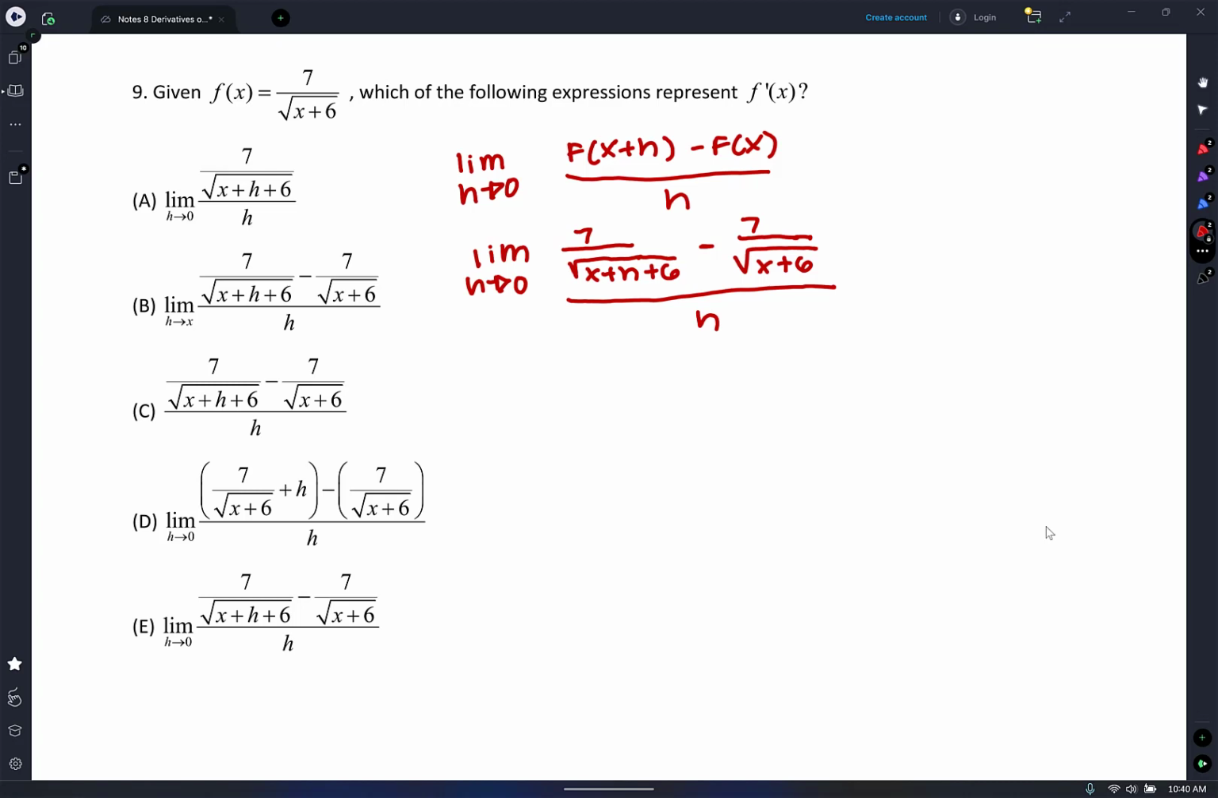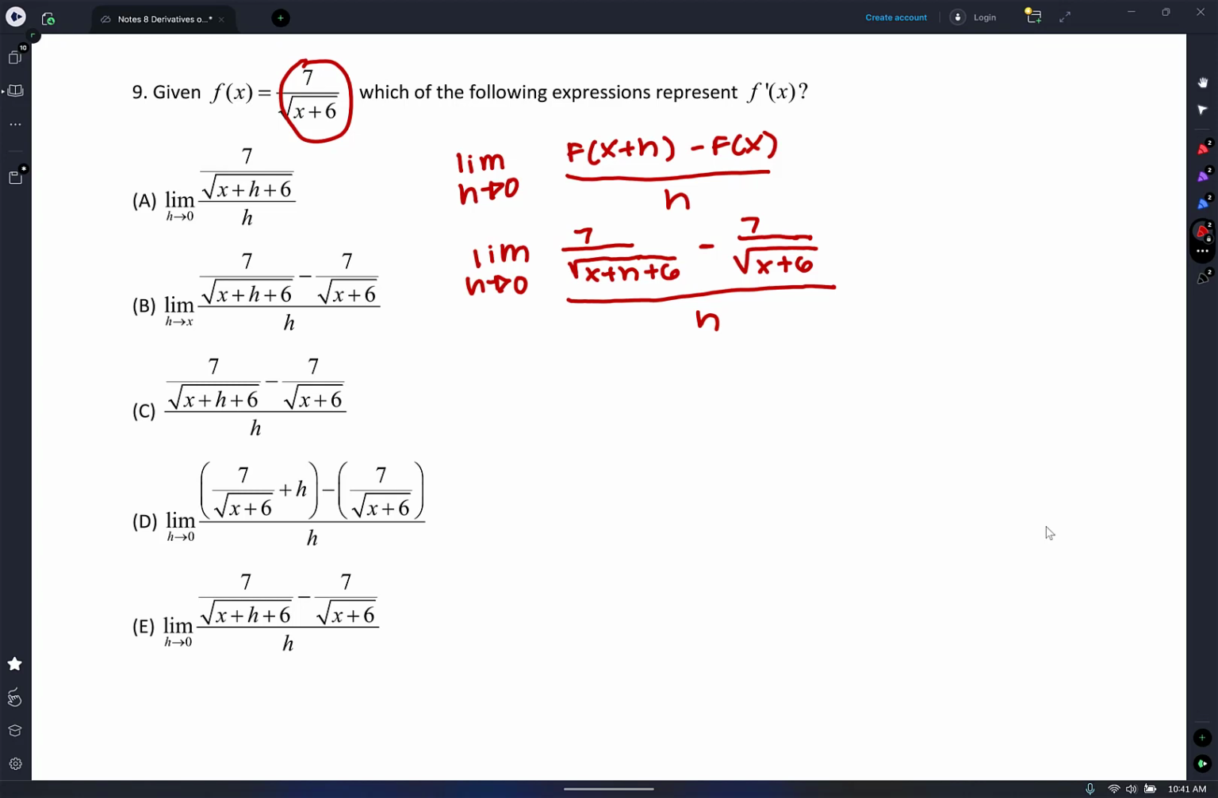Alright, explain it to us. Hey squad. So this is the definition of a derivative in terms of limits. And this is basically limit as h approaches 0 of f of x plus h minus f of x over h. So f of x is all of this. So I just plug that into that and then add h. And this can't reduce, which is why I kept it as square root of x plus h plus 6 minus 7 over square root of x plus h over h.